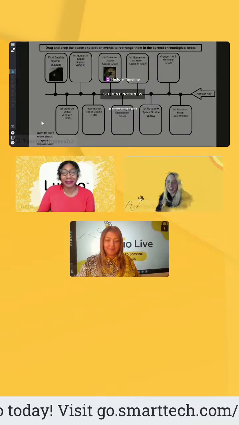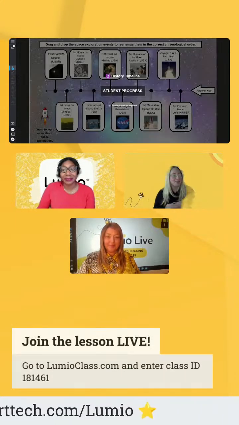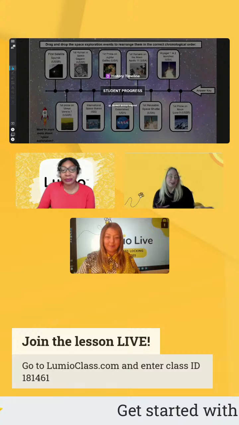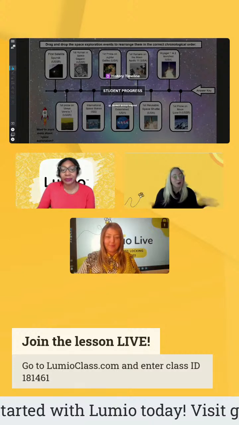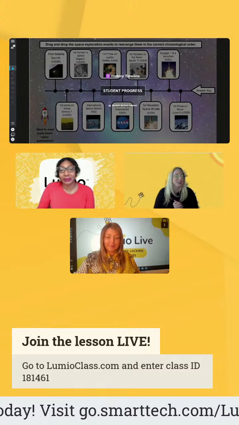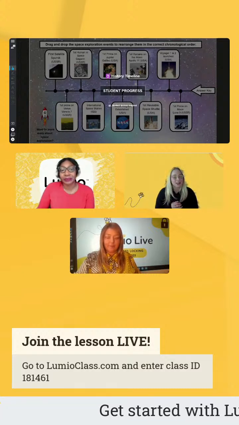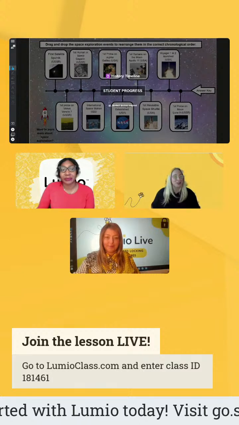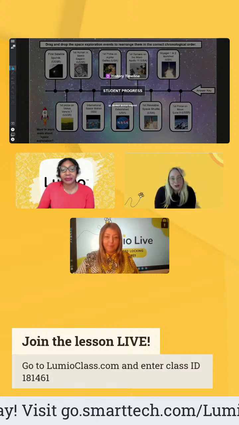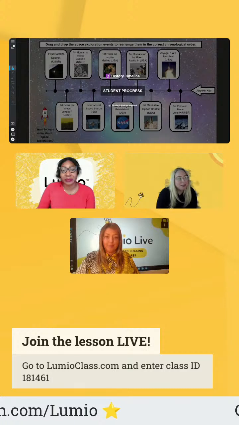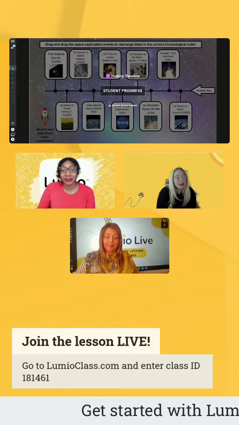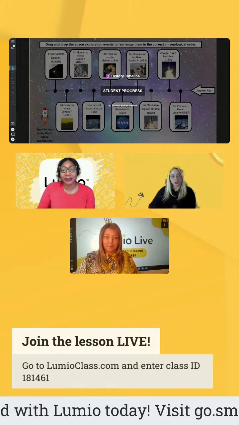And as I always say, I try my best to give you ideas for different grades and different content areas, because I want you to think about how you can use it no matter what you teach. As you can see on the screen, feel free to join my class live so you can get a feel for the activities. Go to lumioclass.com and enter my code, which is 181461. Instructions are on the screen.